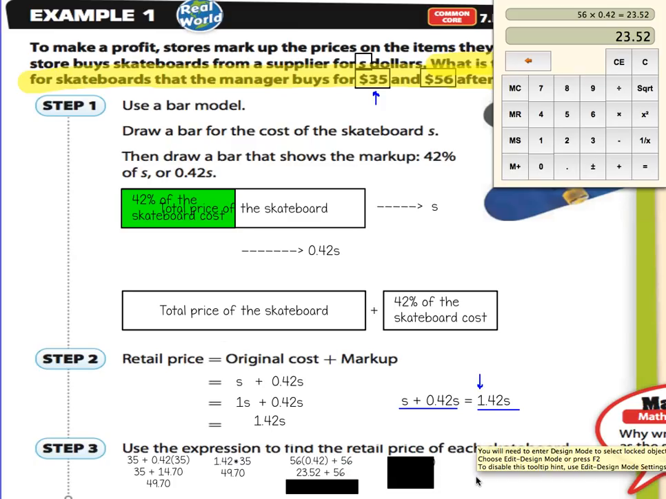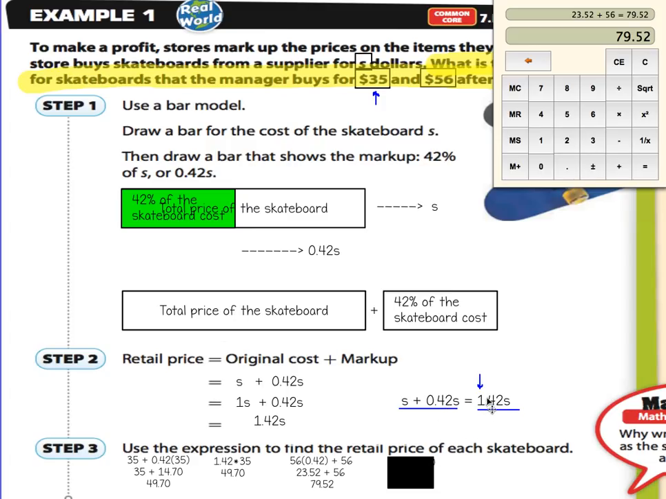Okay, so $23.52 plus 56. So plus 56, let me just double check here. Yep, so $79.52. So that manager is going to sell me that skateboard for $79.52. So that was using, again, this expression right here, the S, the plus 42 hundredths times S.